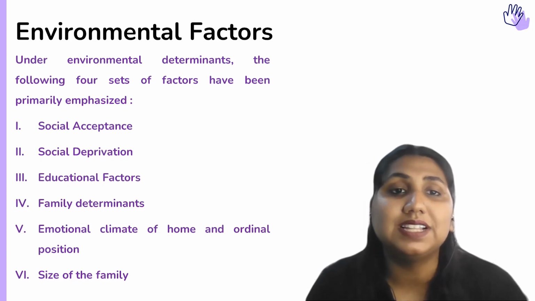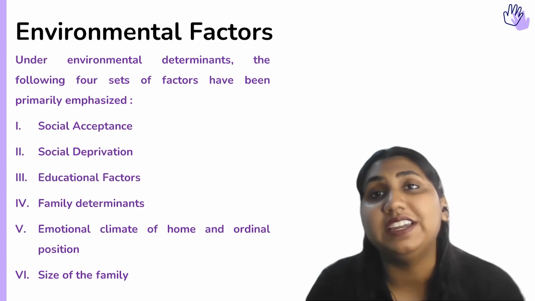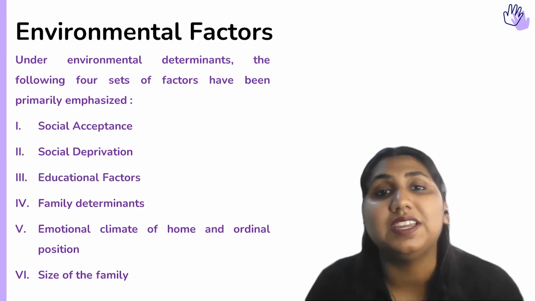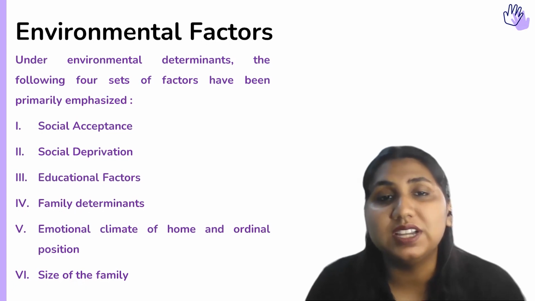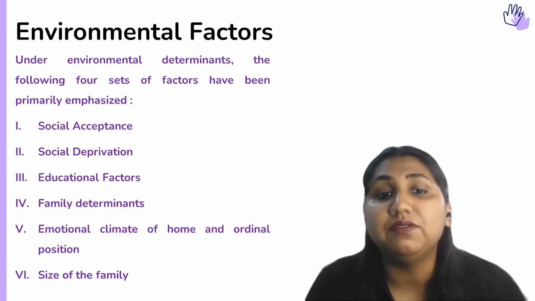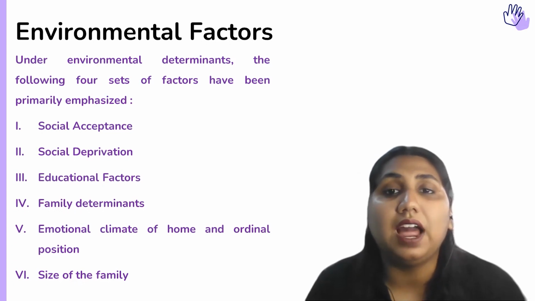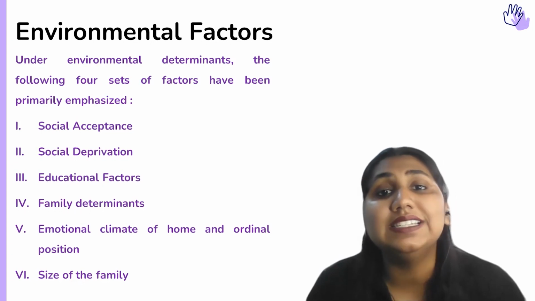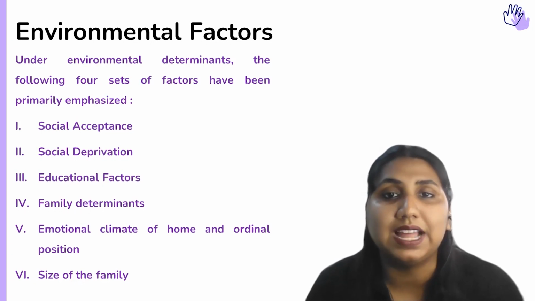Okay, because certain personality patterns are similar to that of an individual's parents, because they are their most immediate social circle. Okay, so the emotional climate of home and ordinal position, at which position you are born, second, third, middle, youngest, or the only child, all these influence the way your personality would be developed. Lastly, we have the size of the family. When we talk about size of family, it is important that children in larger families and in nuclear families have a different trajectory of personality development.